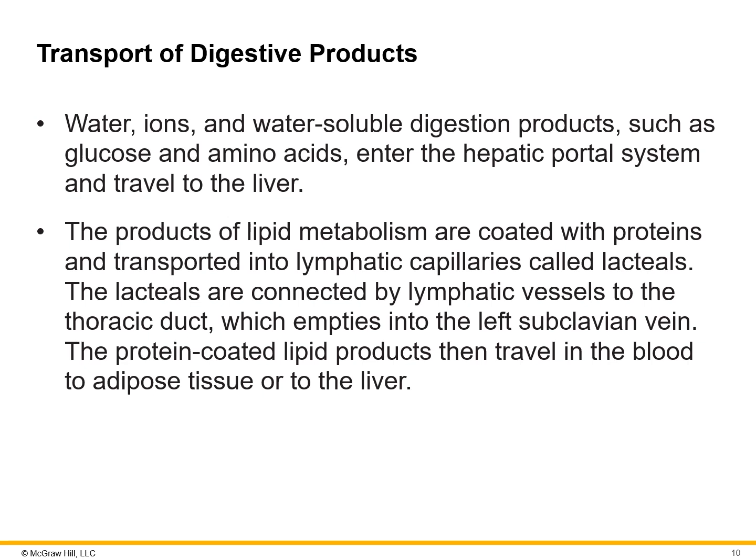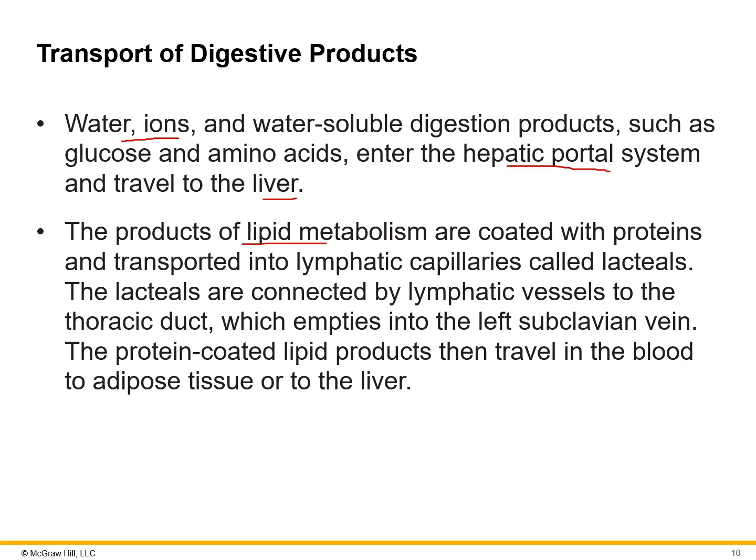So then the transport to water, ions, and these water-soluble products like glucose, they enter the hepatic portal system, and then that transports them to the liver and then ultimately into the cardiovascular system.